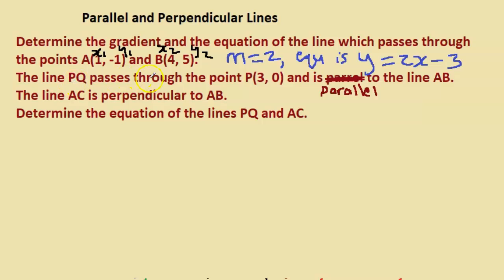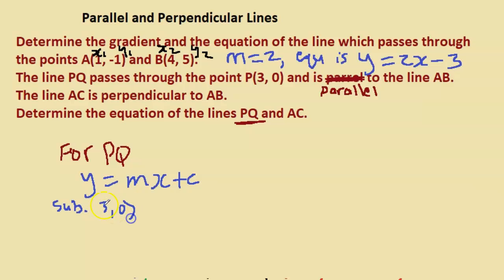Alright, so the line PQ passes through the point (3, 0) and is parallel to the line AB. Then we determine the equation of PQ. Let's deal with PQ. And to find the equation of the line, you need two things: the gradient and a point it passes through, right? So for all straight lines, you're using y equals mx plus c. That's the format, and the task is to find m and to find c. So we are told that the line PQ passes through the point (3, 0). So we're going to sub in (3, 0), right?